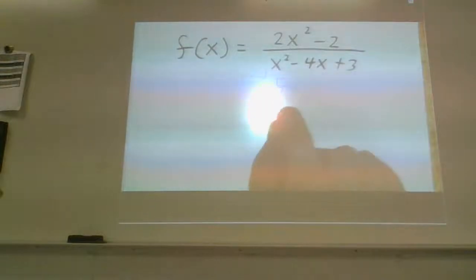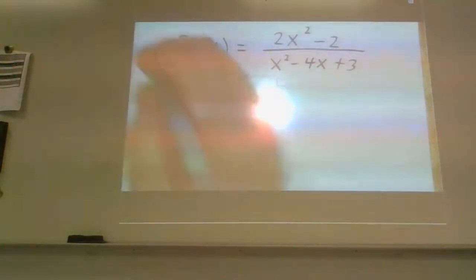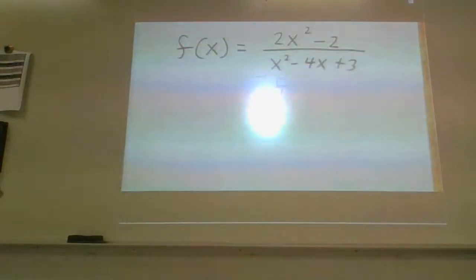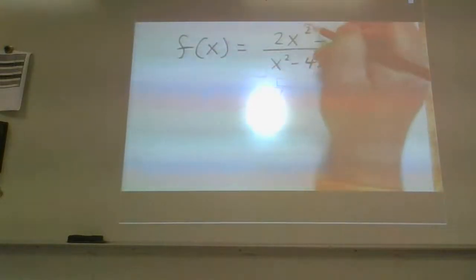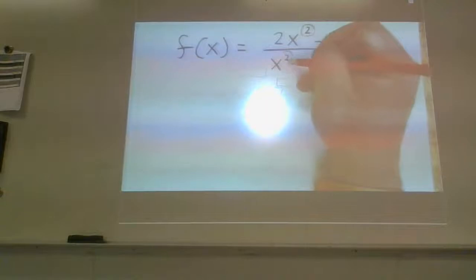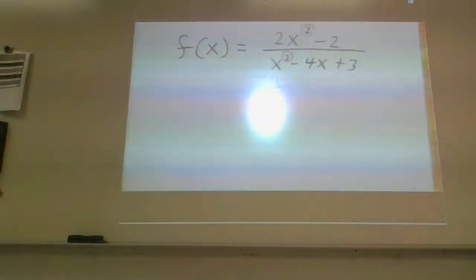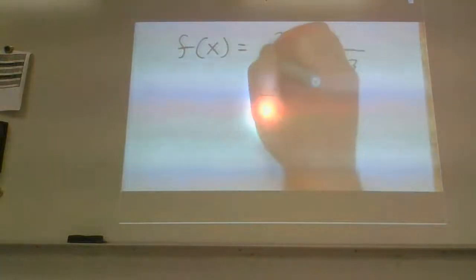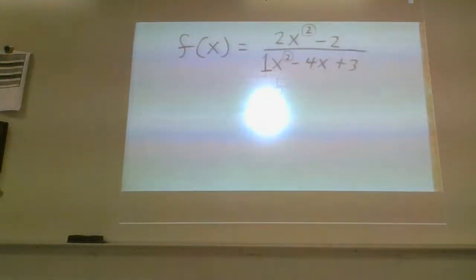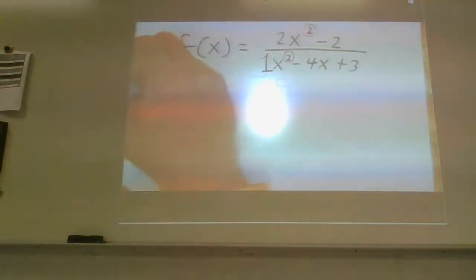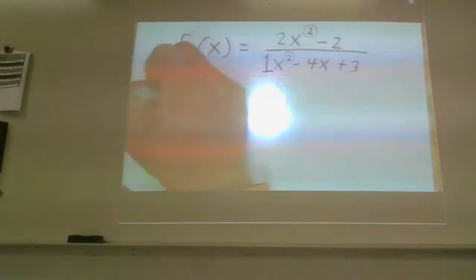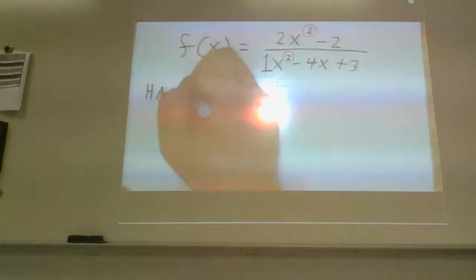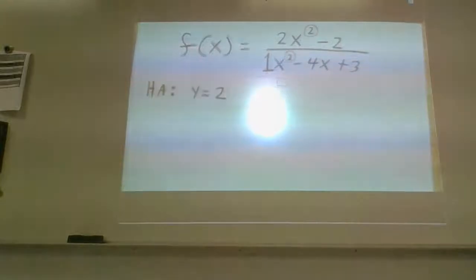Let's look at the degrees. The degree of the numerator is 2. The degree of the denominator is 2. Meaning, since they are equal, I am going to take their leading coefficients and divide them to get my HA at y equals positive 2.